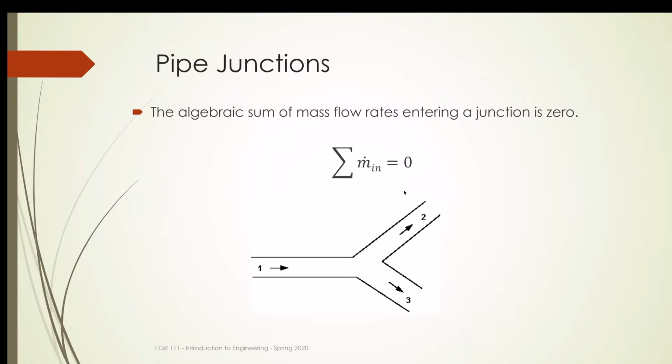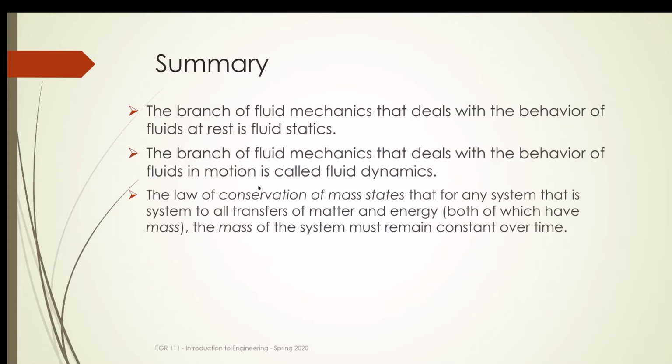And then one more part of this is pipe junctions, right? The sum of the mass flow rates entering a junction is 0, right? So what would happen here is that you would have M1 coming in, which would be positive, M2 would be negative, and M3 would be negative. So that would all sum to 0. Of course, whatever's coming in here is going to be equal to the summation of whatever's leaving at a Y junction, right? So that's pretty much it.